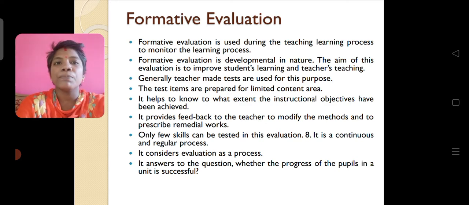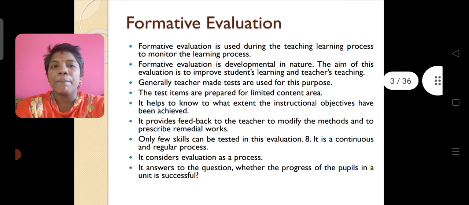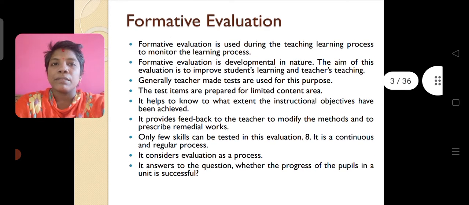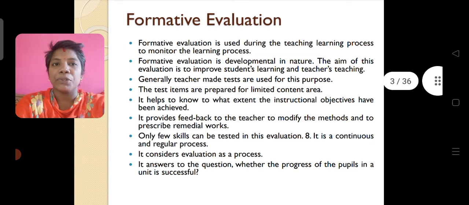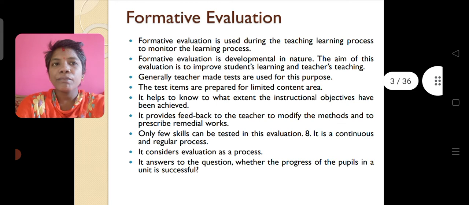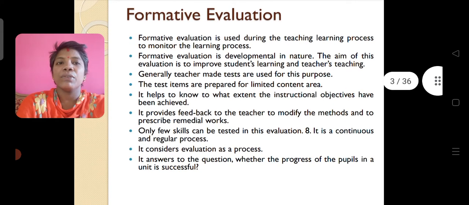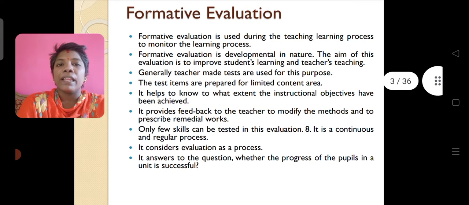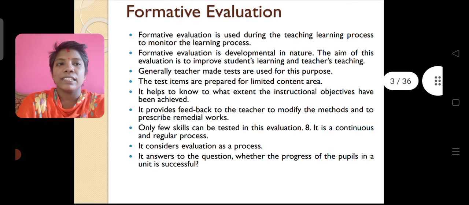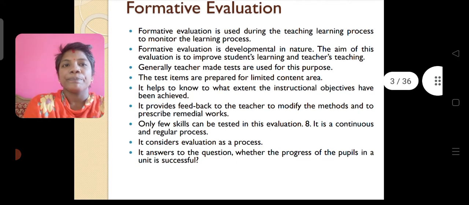The instructional objectives are achieved. It provides feedback to the teacher to modify the methods and to prescribe remedial works. So for remedial works, that is the kind of feedback we should give. Only a few skills can be tested in this evaluation. It is a continuous and regular process. It considers evaluation as a process. It answers the question whether the progress of the pupils in the unit is successful.